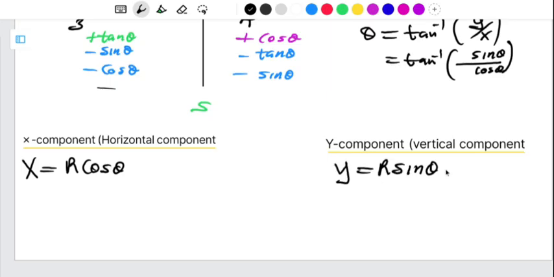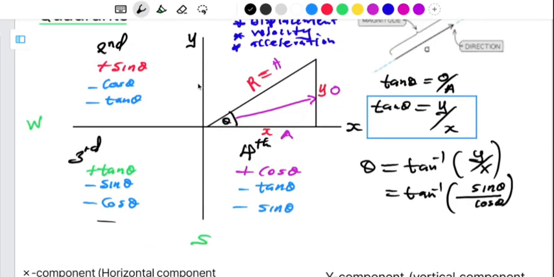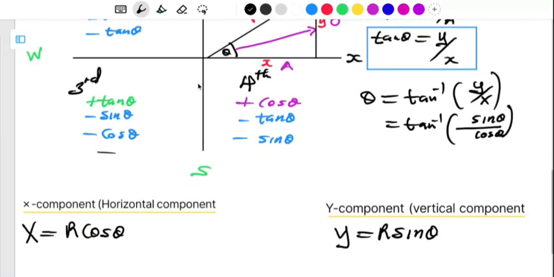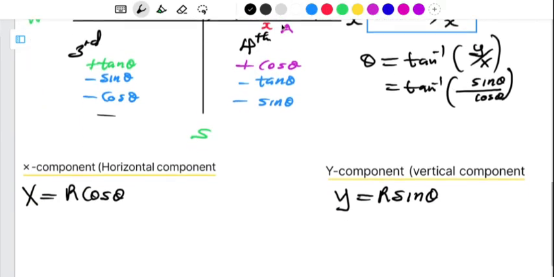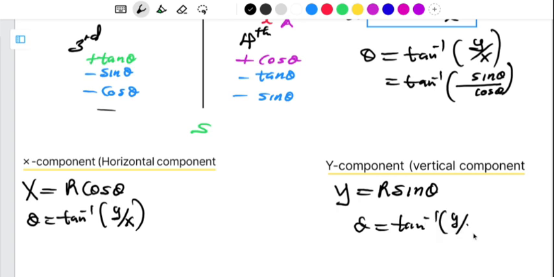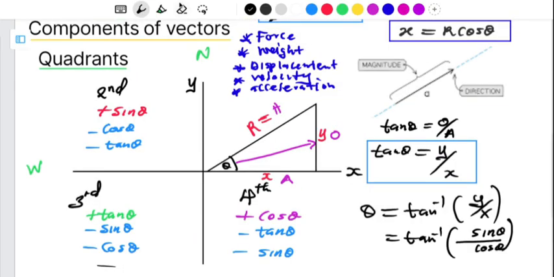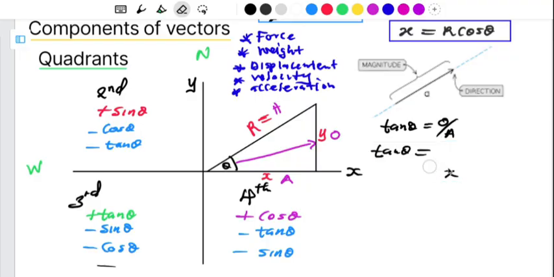Now, another thing that you have to know here, since you have understood where we are getting these formulas, let me also include how to find theta. So theta is equal to tan inverse of y over x. Even here, the same thing: theta is equal to tan inverse of y over x. The same formula. Now, let's talk about how to measure an angle as we go into the second quadrant.